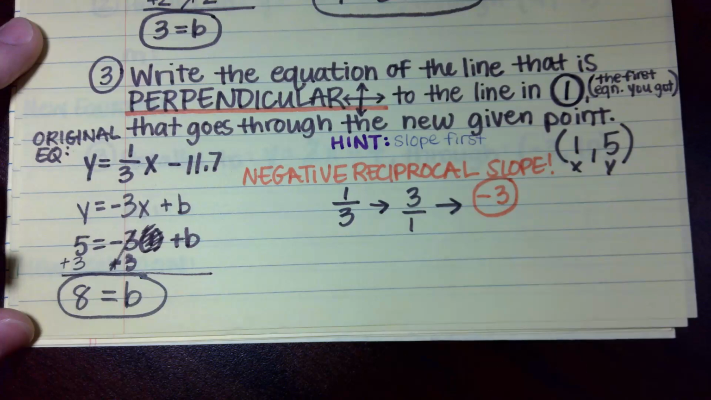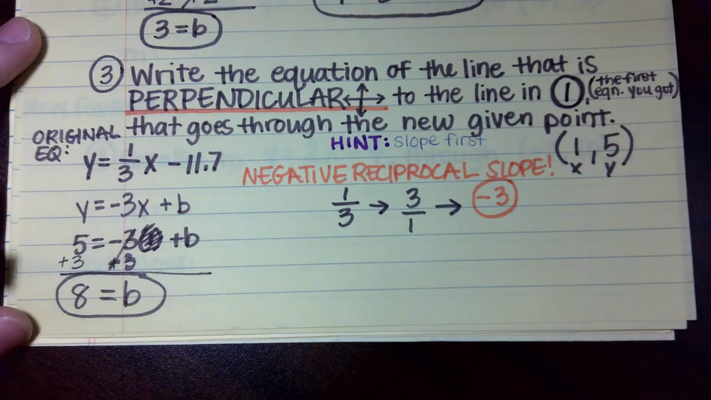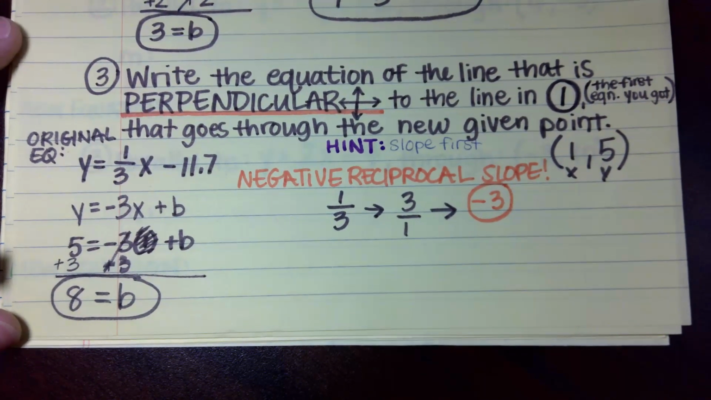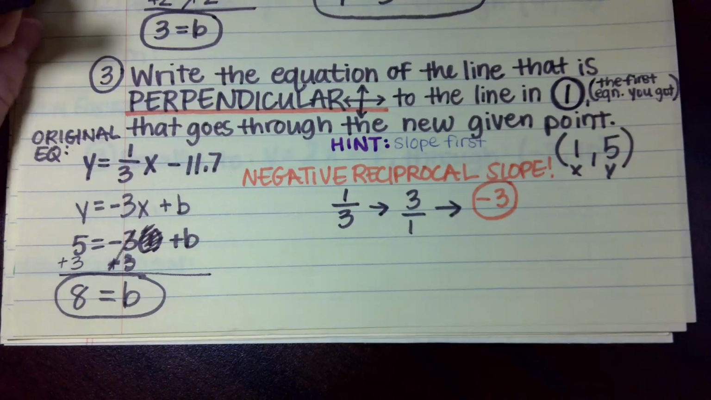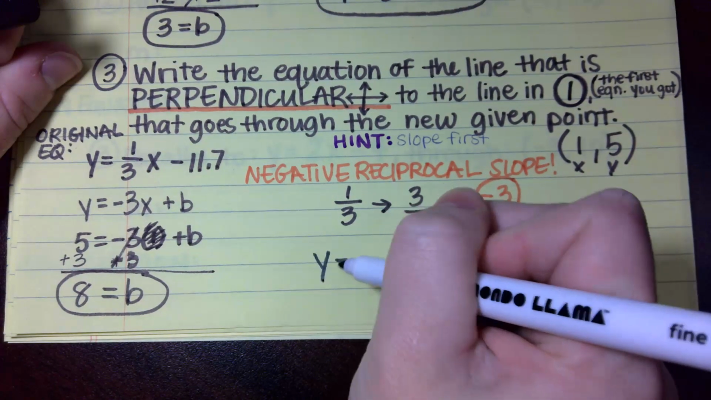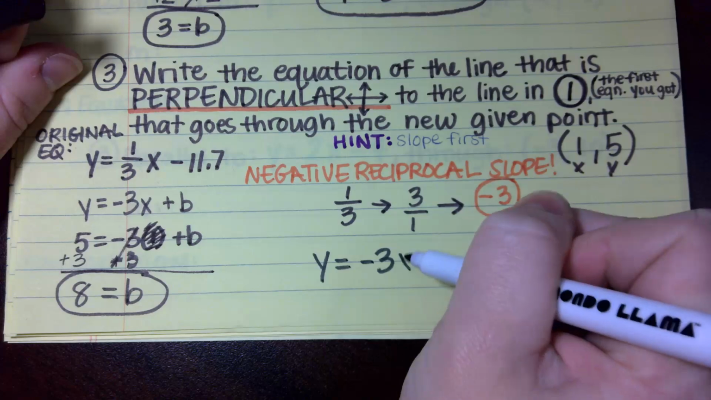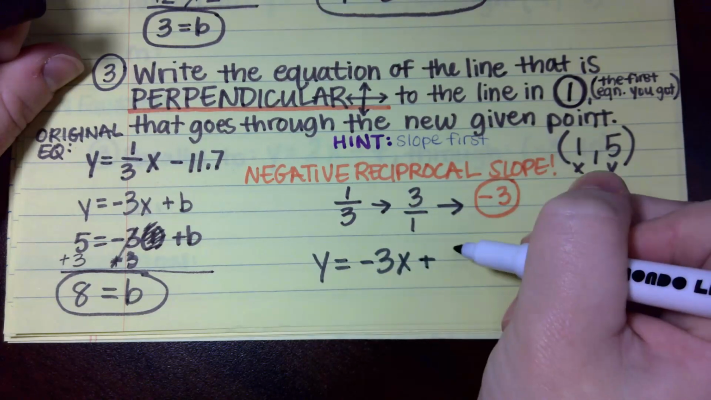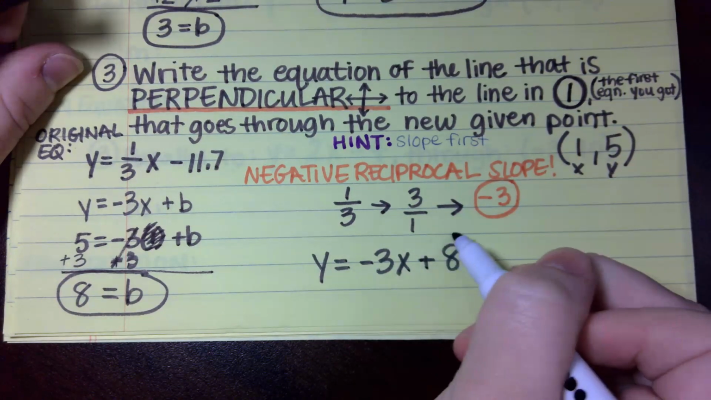I got my m, or my slope, was -3. Now it's time to do what? Write our equation. What's it going to be? Y equals -3x plus 8. Awesome. Y equals -3x plus 8.